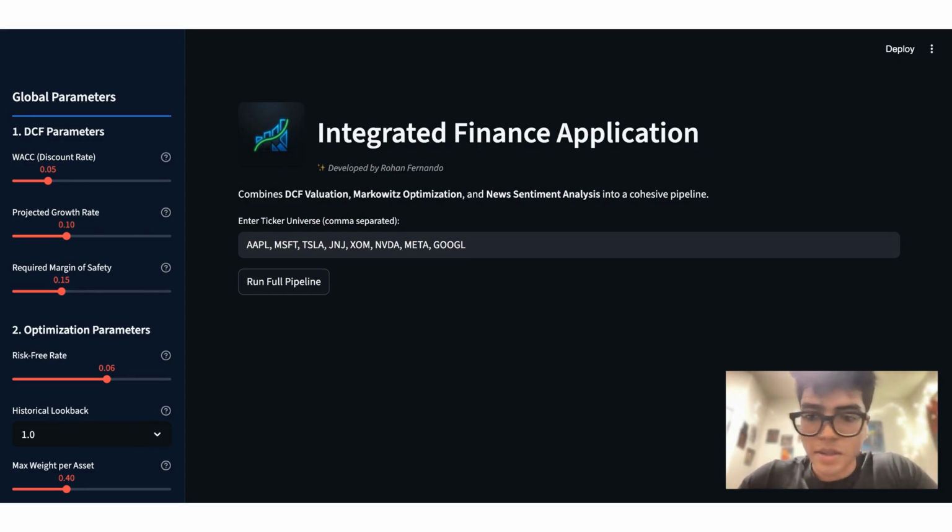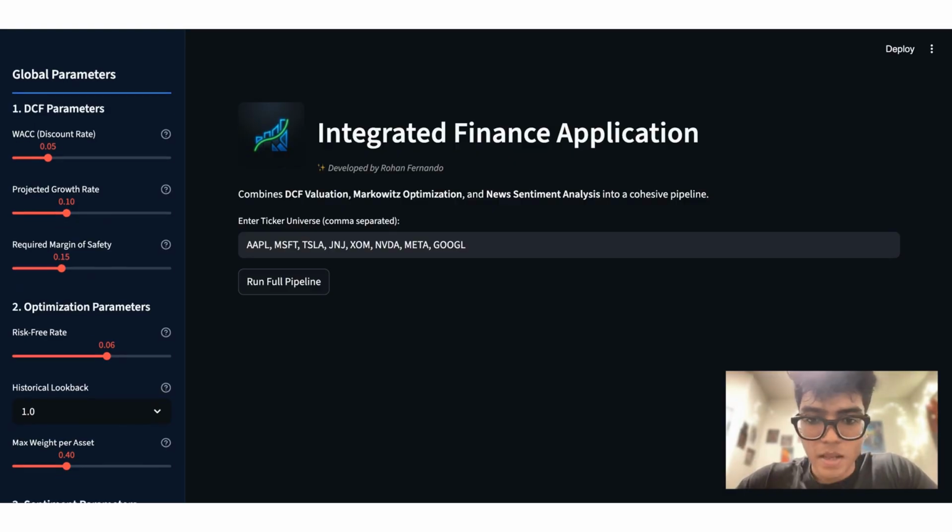On the left sidebar, you'll see the global parameters panel. This is important because these parameters don't affect just one step, they flow throughout the entire system. Under these parameters, I have three sliders. One is the WACC, or the discount rate, currently set to 5%. This is the rate I use to discount future cash flows back to present value.